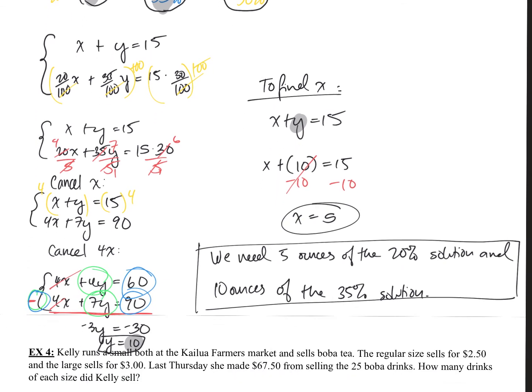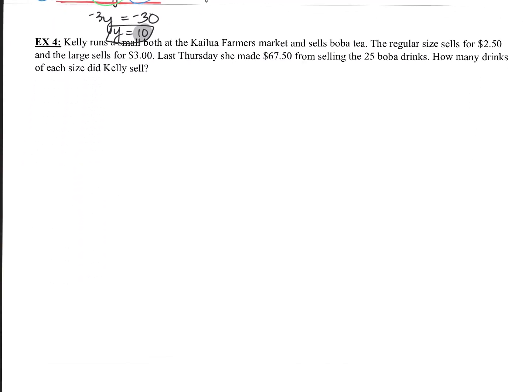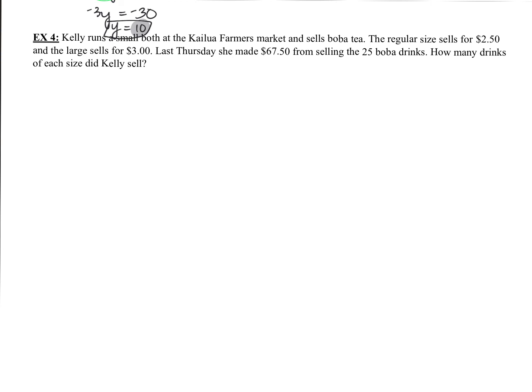Awesome. Hopefully that wasn't too bad. Now let's take a look at another problem. So another systems. Kelly runs a small booth at the Kailua Farmers Market and sells boba tea. The regular size sells for $2.50 and the large sells for $3. Last Thursday, she made $67.50 from selling the 25 boba drinks. How many drinks of each size did Kelly sell?